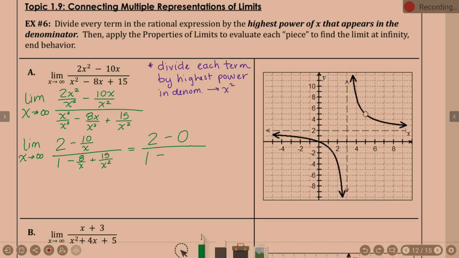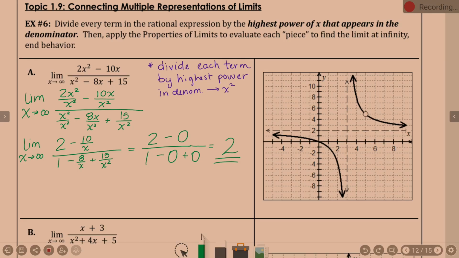What about 8 divided by a number that's approaching infinity? 0. Plus 15 divided by a number approaching infinity squared? Still 0, yes? Quicker to 0. Okay, fair enough. We end up with what here? 2 over 1. 2 over 1, which is 2.